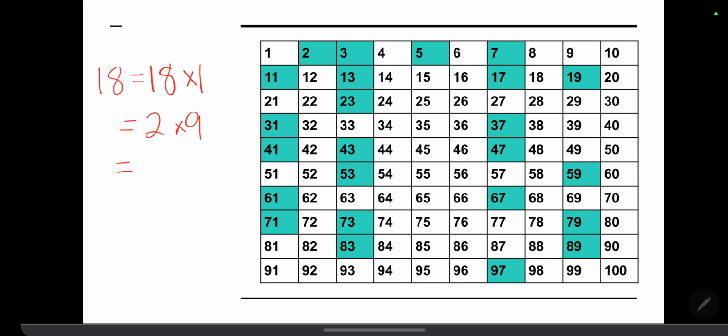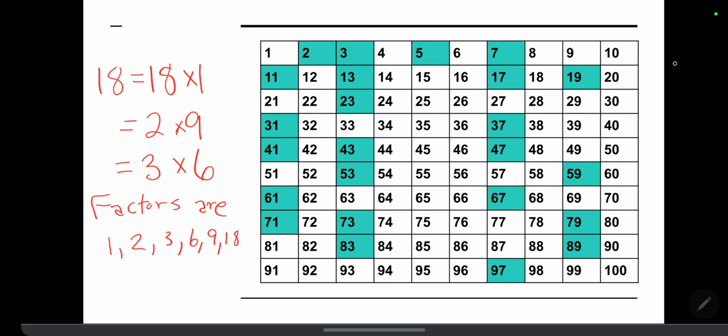So 9 can be broken down to 3 times 6. That's another set of factors we have here. So 18, its factors are 1, 2, 3, 6, 9, and 18. These are the factors of 18. So indeed, it is a composite number, not a prime number. All right, let's continue on here.